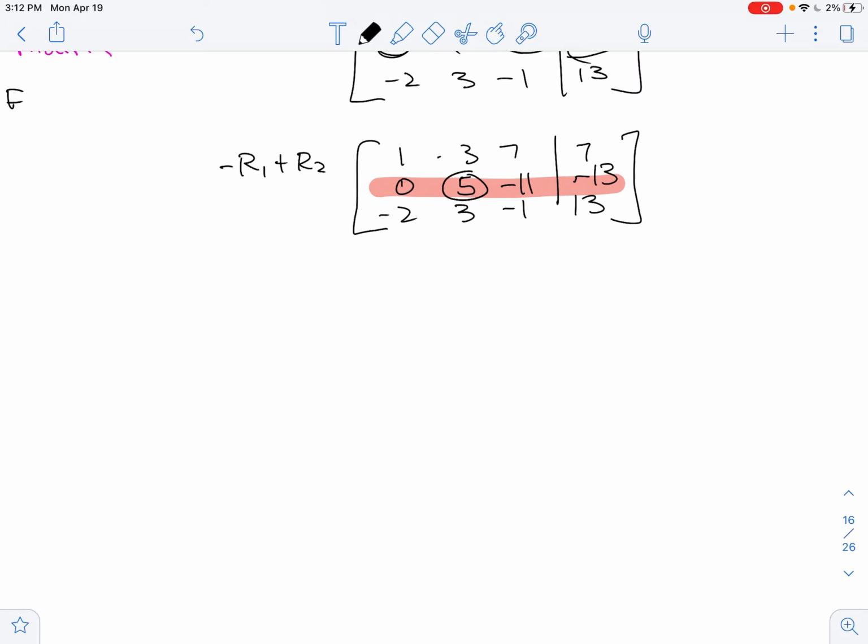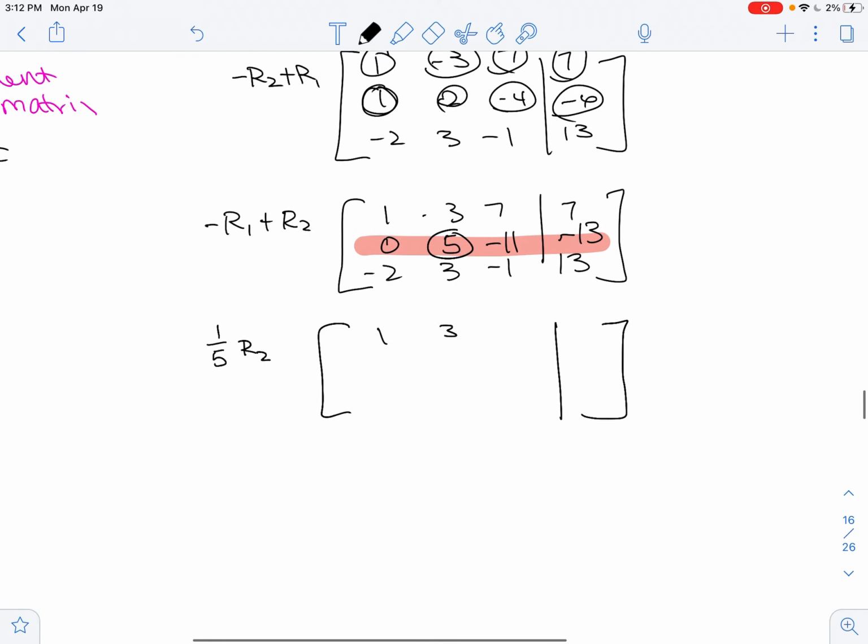Now we're dealing with this one, and we want that number to be a 1, because remember, we wanted the ones on the diagonal. So in order to make this a 1, unfortunately, the only thing we can do is multiply it by 1/5. So we're going to take 1/5 of row 2. There's no other way to do it. So we're going to keep row 1 the way it is, keep row 3 the way it is, and now we're multiplying across row 2 by 1/5.